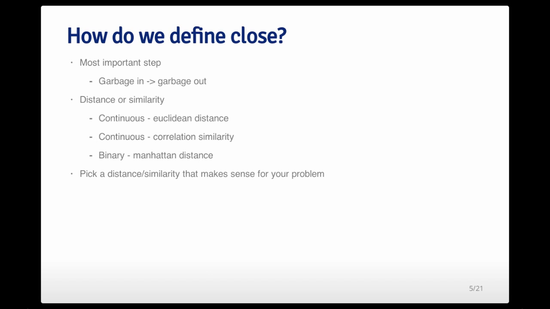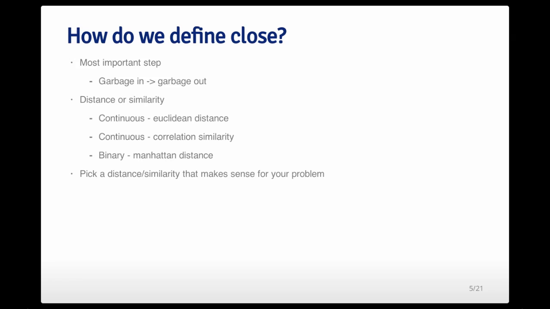Arguably the most important question to resolve in a hierarchical clustering approach is to define what we mean by close. Because if you have a definition that doesn't make sense for your problem, then you just get garbage in, garbage out, right? If you have a distance metric that doesn't make sense, then the results that you get will be relatively meaningless. There are a few examples of distance metrics that are used out there. Probably the most familiar distance metric is the Euclidean distance, which is just the straight line distance between any 2 points.